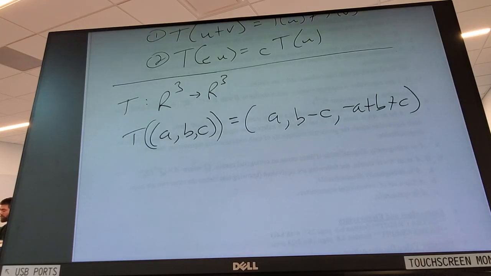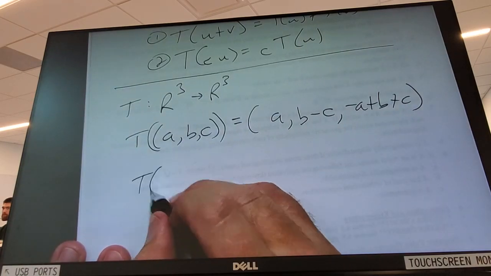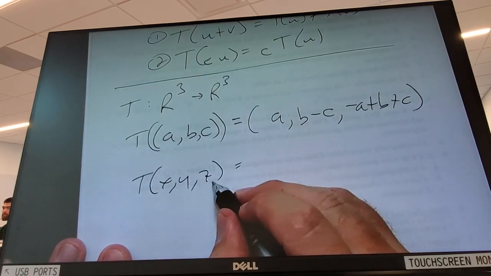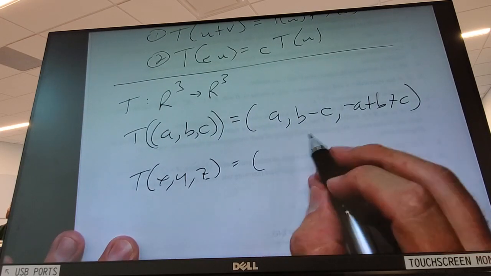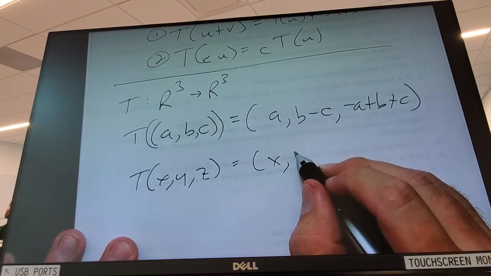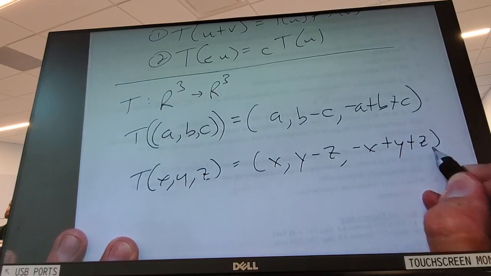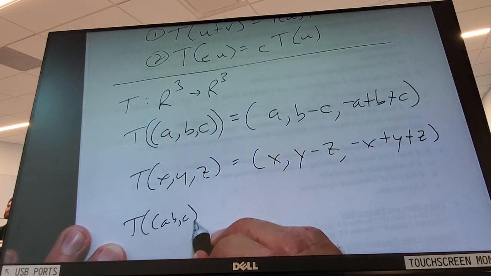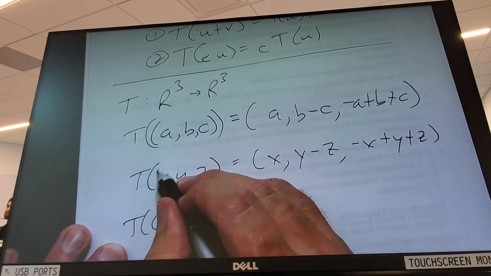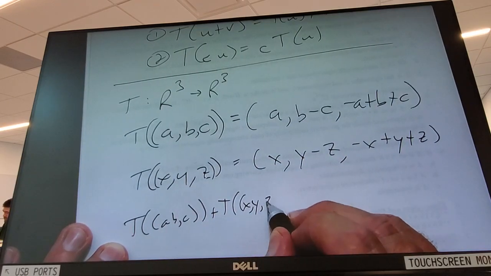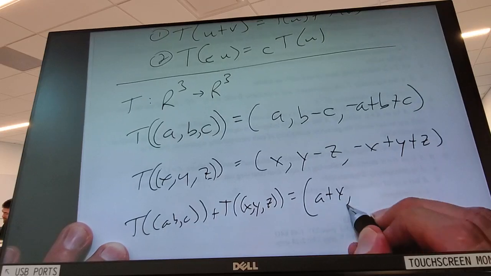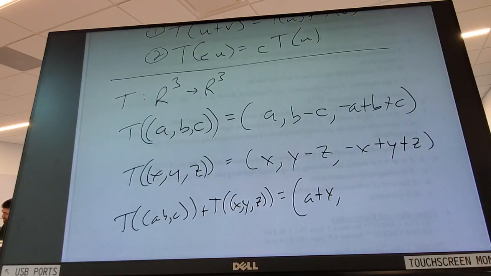So I'm not even going to do it because I'm hoping you guys will. So if I do this, what's that? You're never going to believe it. x, y minus z, negative x plus y plus z. So what is T of a, b, c plus T of x, y, z? That would just be a plus x. You with me? And do you see how that would be what T of a plus x, b plus y, c plus z is? Does anybody not see how that proceeds?